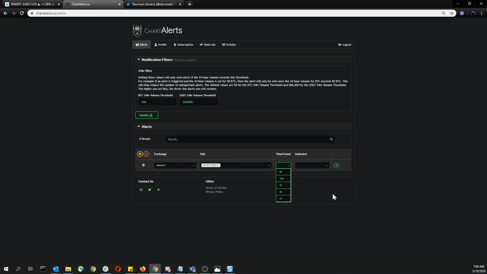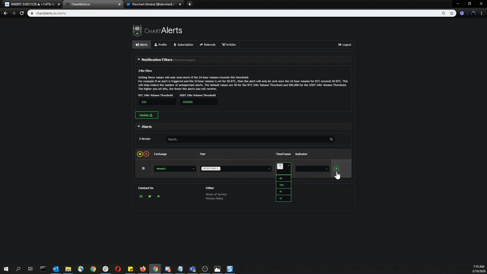So I personally only trade the 4 hour and the daily. So let me set up the 4 hour alerts first. For the 4 hour, I do not use any of the EMA crosses. I also don't use the price bounce on EMAs and such for the 4 hour.